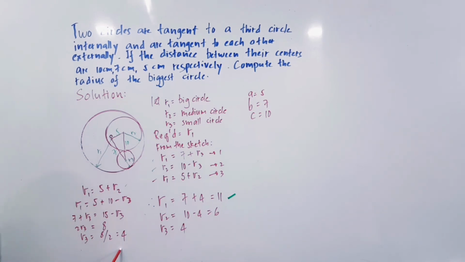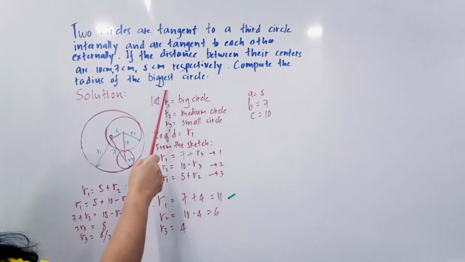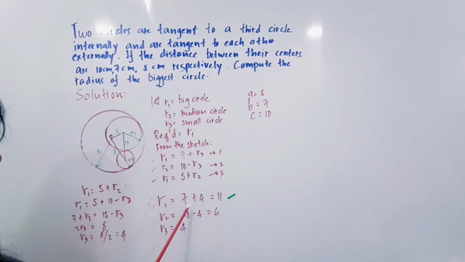Madali na natin makuha ang R1. R1 therefore is equal to 7 plus R3. Magkano ang R3? 4. That means R1 is equal to 11. Yan ang sinosolve natin. Hinahanap natin yung radius of the biggest circle.